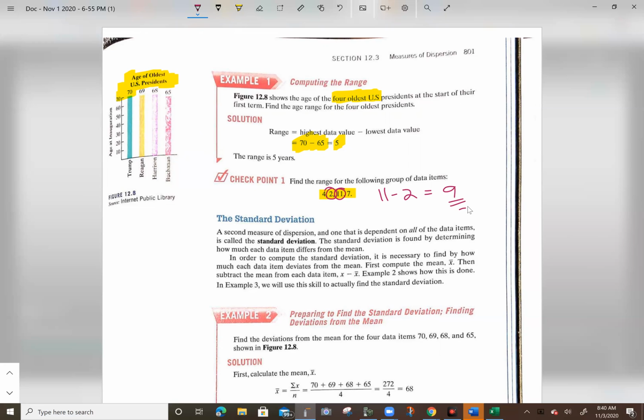Okay. And the second part is we're talking about the standard deviation. So I'm not going to make you do it the long way by hand, but I am going to go over what the standard deviation means. The standard deviation is, I always like to say, the average distance from each piece of data to the mean.